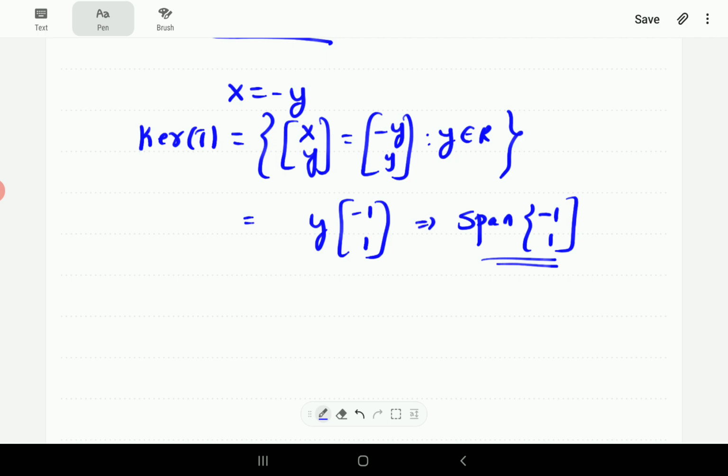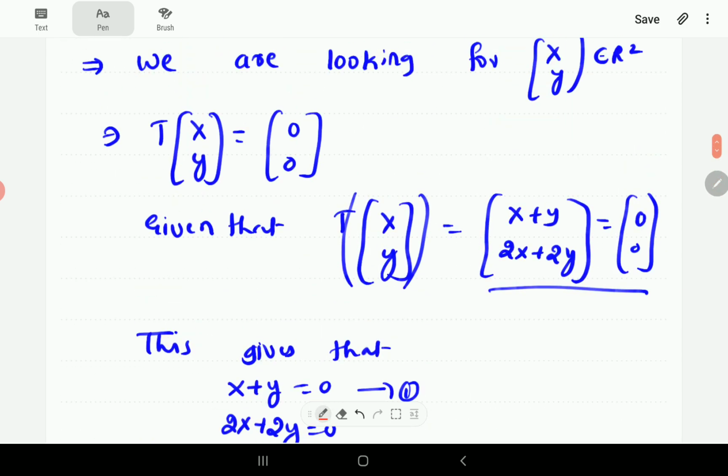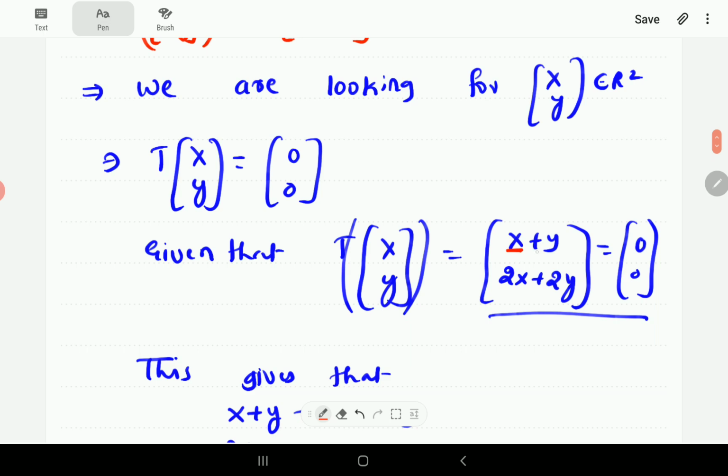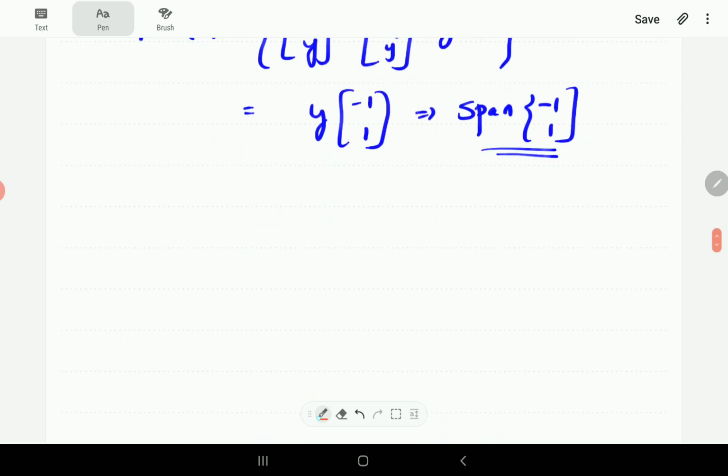If you put x as negative 1 and y as positive 1 in this equation, it is 0. If x is negative 1 and y is positive 1, it is still 0. So that means it is satisfied. It maps to (0, 0). Okay, so that's the meaning.